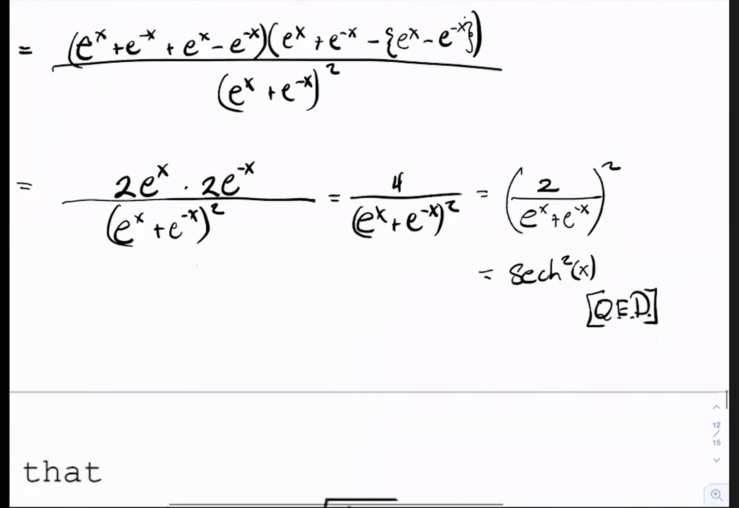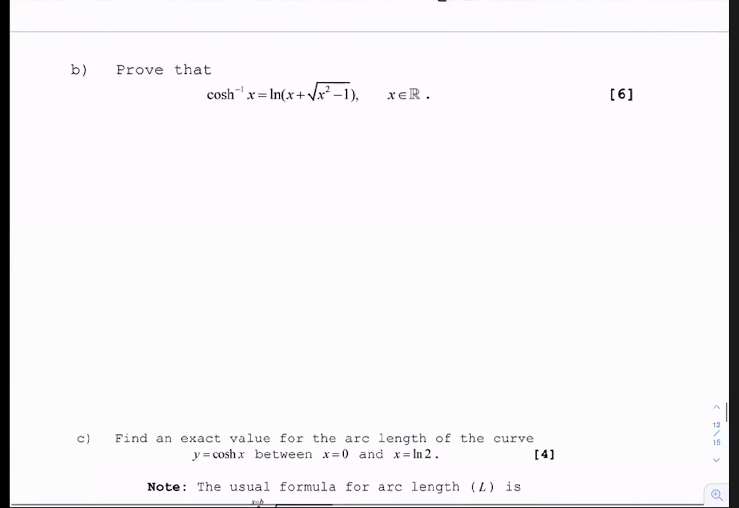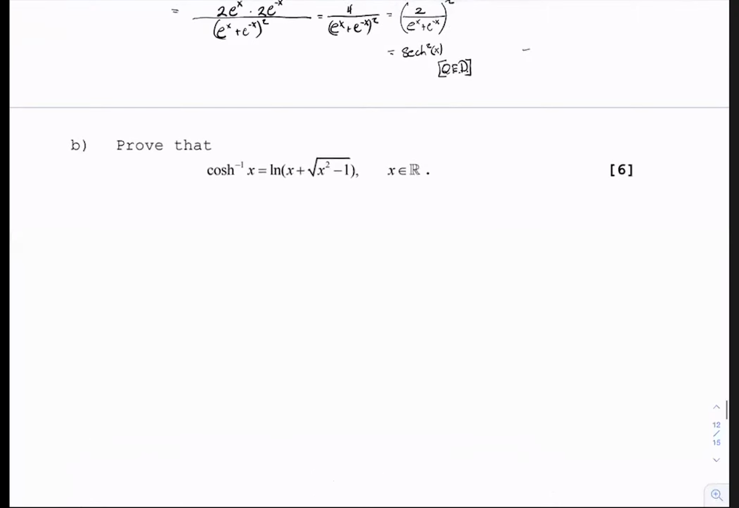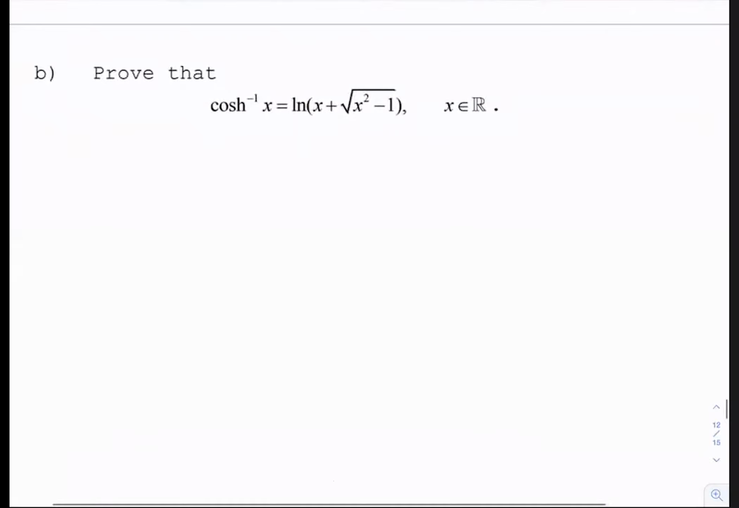So jumping into the next question, right? This question says we are to prove that the inverse hyperbolic cosine function is equivalent to ln of (x plus the square root of x squared take 1), for x an element of the real numbers.